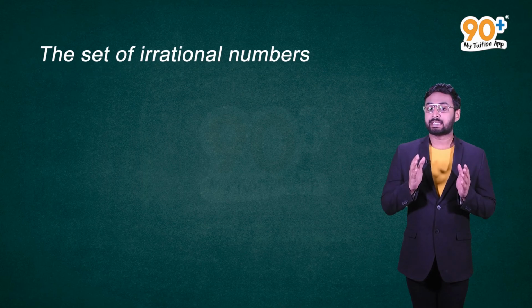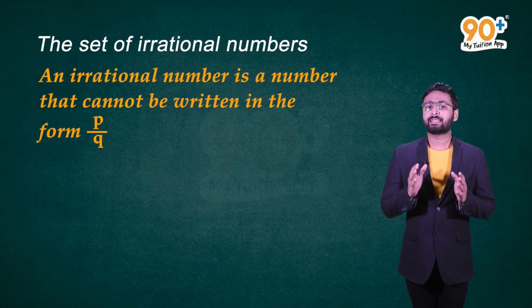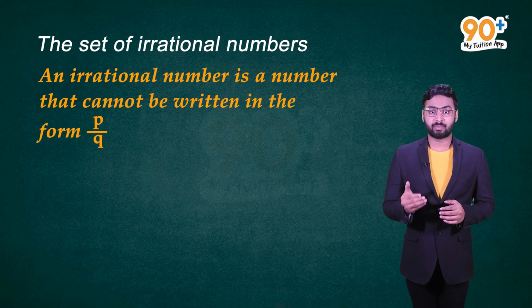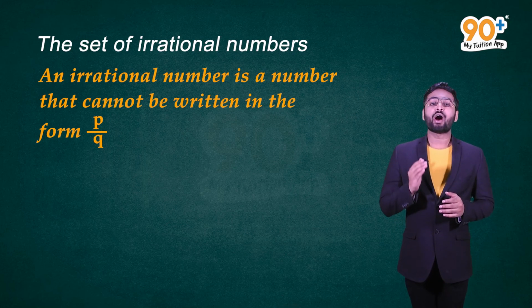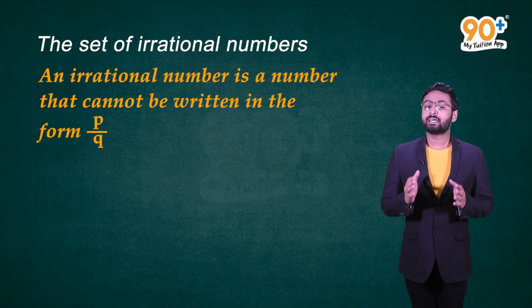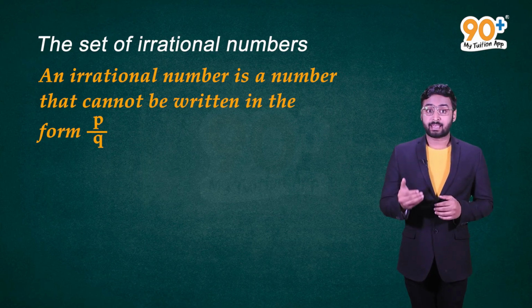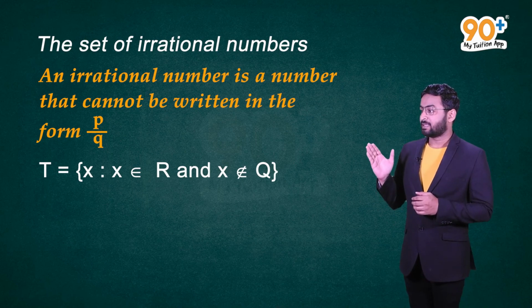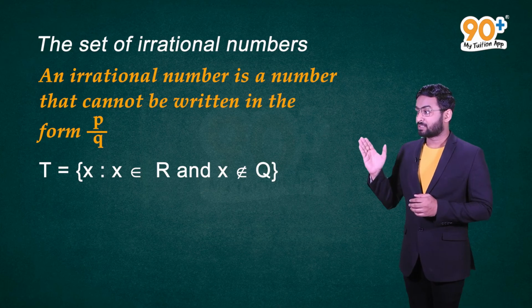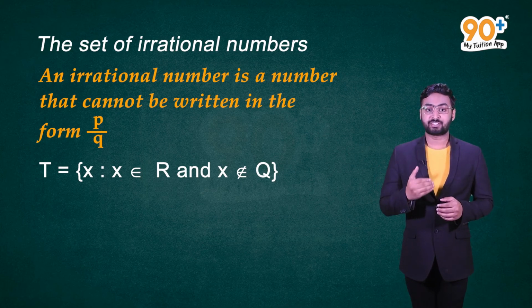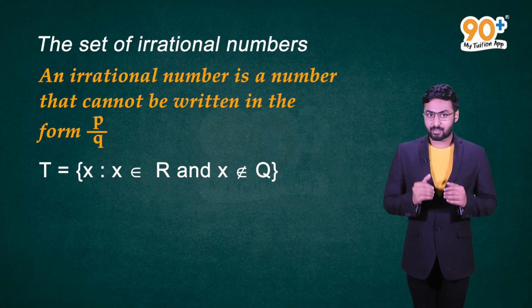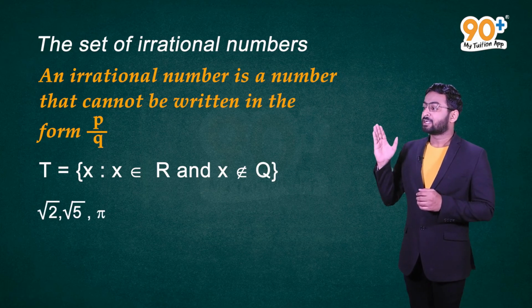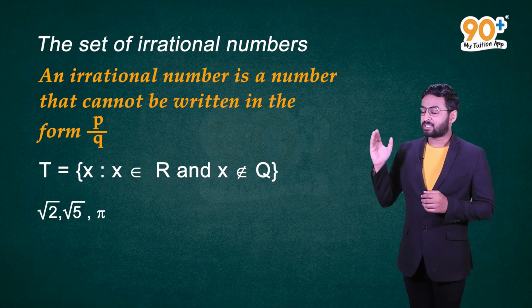Next one is the set of irrational numbers. We know that an irrational number is a number that cannot be expressed in the form of p by q. That is, all real numbers that are not rational numbers. And in set builder form, they can be written as T is equal to the set of all x such that x belongs to the set of real numbers and x does not belong to the set of rational numbers. For example, root 2, root 5, pi, etc.